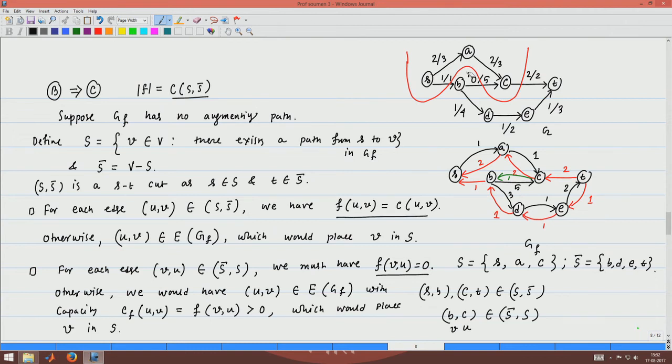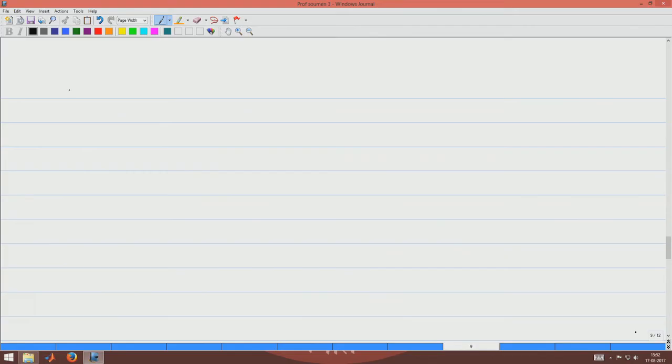Now, let me just remove all this, right. So, I hope that you understood these 2 points, right. Now, we will prove that this flow value is equal to the capacity of the cut S complement.